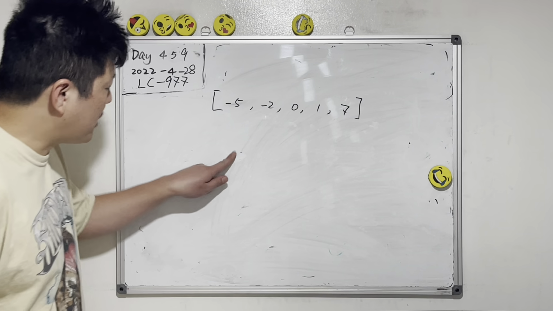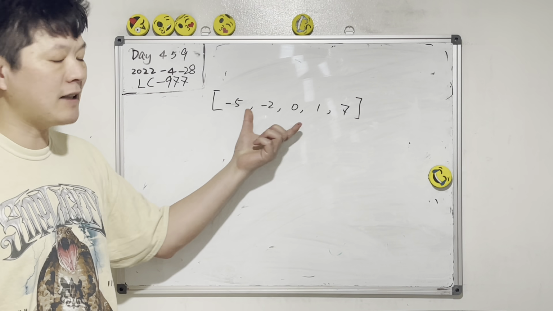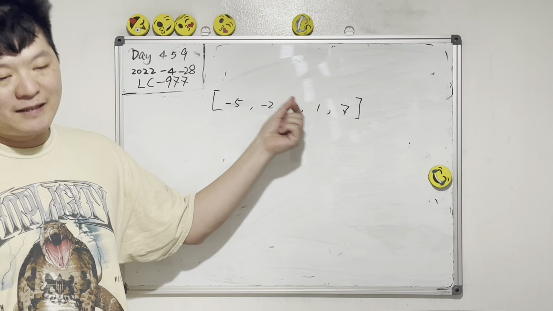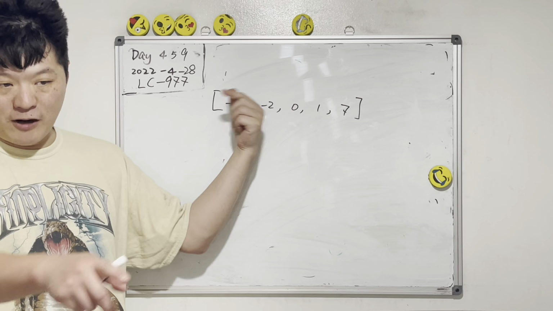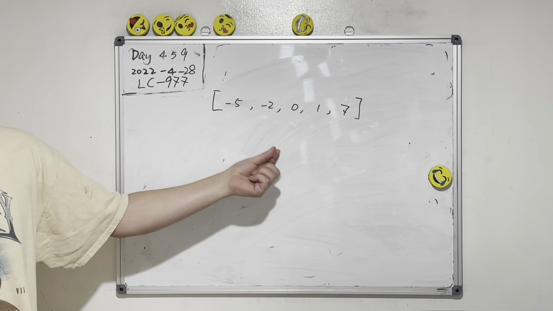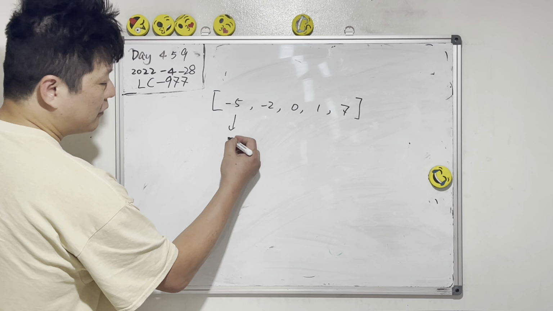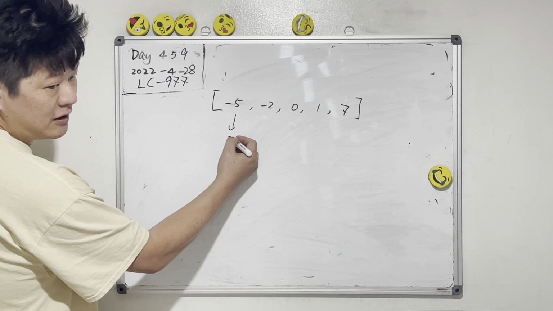So look, we are given a list of sorted numbers. These numbers are sorted in ascending order, right? We want to return a copy of the squares of this list. For example, the square of each number, right? So look, this one is the square of it, which is what?